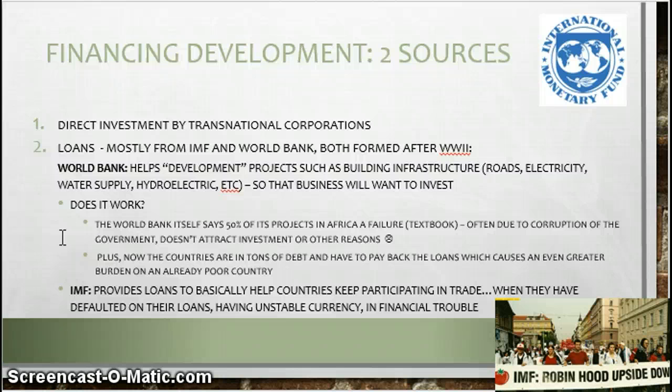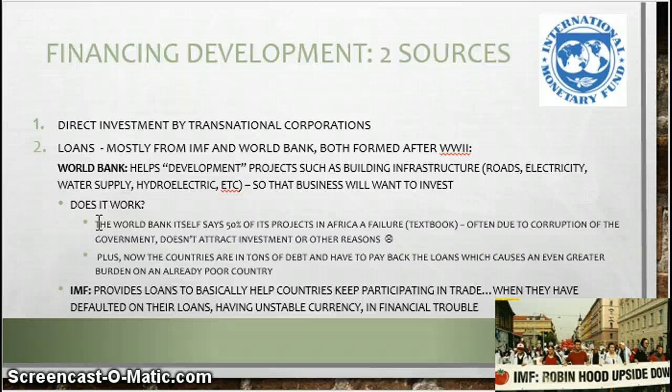So financing development: two sources. Direct investment, and as I was mentioning, a lot of times that goes more towards developed countries by transnationals than it does to developing countries. The loans tend to go more towards the developing countries, and this is the IMF and the World Bank, both of which were formed after World War II. The World Bank helps to develop your infrastructure, your electricity, things like that. Even the World Bank itself admits that a lot of its projects have failed.